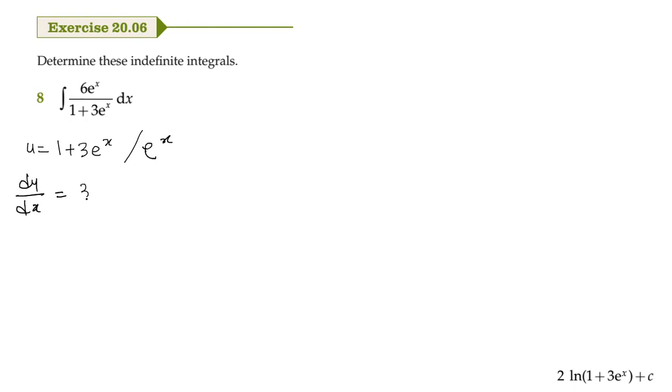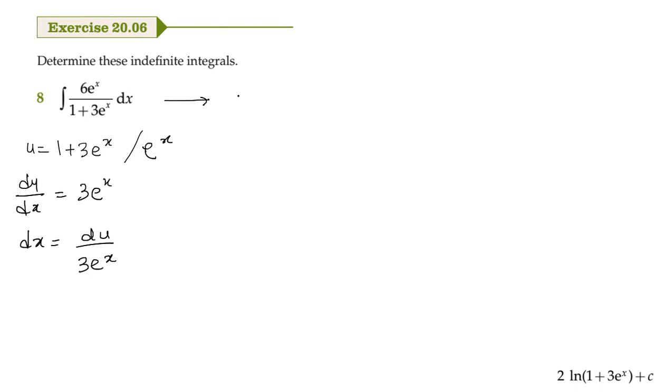So differentiate, you will get 3 exponent of x. Differentiate 1 is 0 because it is a constant. And then differentiate 3 exponent of x, you get it back again. Okay, now your dx as a subject. So du divided by 3 exponent of x. Okay, now I have everything that I need, which is u and also dx.